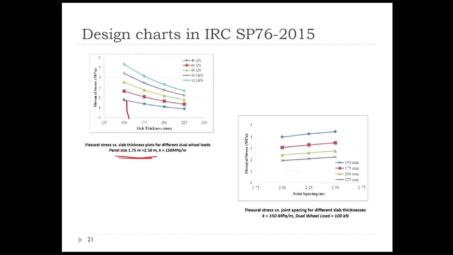Similarly, there are also design charts provided for different joint spacings. You can see as the joint spacing increases, our flexural stresses increase. So the idea is to go for a smaller panel size. When you go for a smaller panel size, your wheel load induced stresses as well as your curling stresses are reduced.